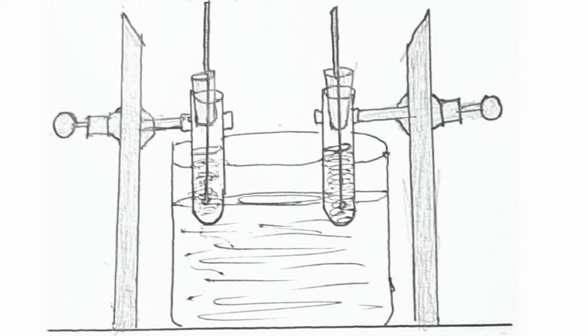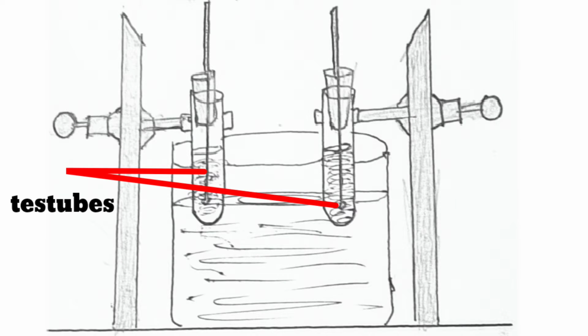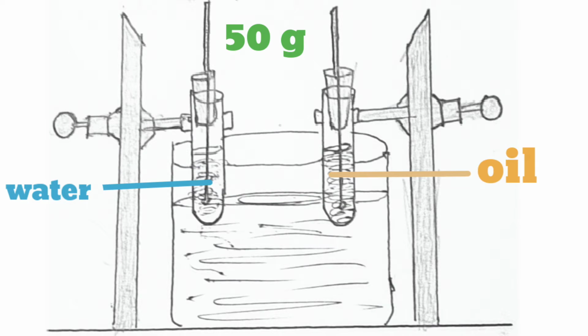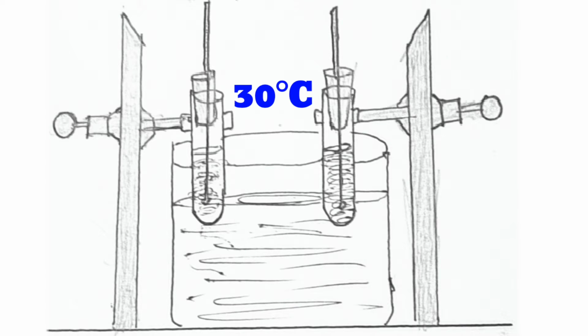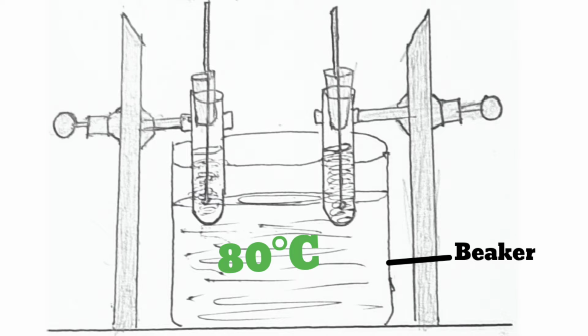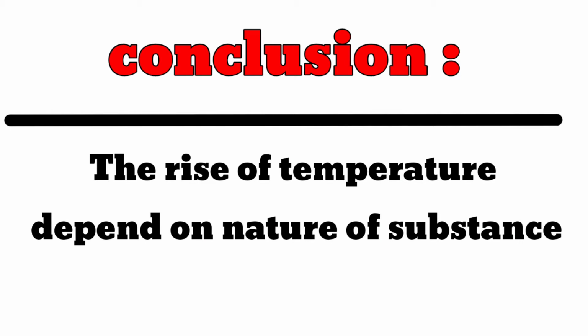Here is the picture. Take two test tubes, one with water and one with oil, both weighing 50 grams. Now clamp them to retort stands. Fix two thermometers by inserting them through corks. Make sure the temperature of the water and oil is approximately 30 degrees. Now place them in a jar of hot water. After observing the thermometer readings every 3 minutes, we conclude that the rate of rise in temperature depends upon the nature of the substance.